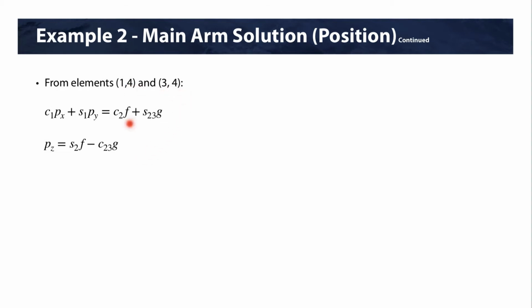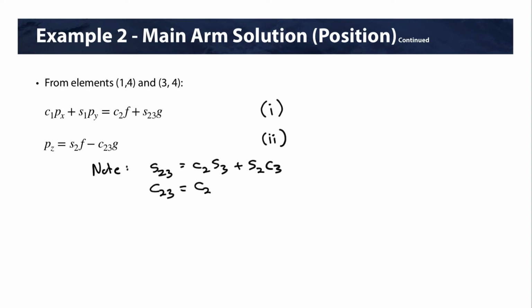Now if you look here, we have this s23 and c23 term, so we're going to have to use our trig identities to break apart s23 and c23. We're going to call these equations 1 and 2. We can note that s23 is c2 s3 plus s2 c3, and we know that c23 is equal to c2 c3 minus s2 s3. So we can substitute these into equations 1 and 2.